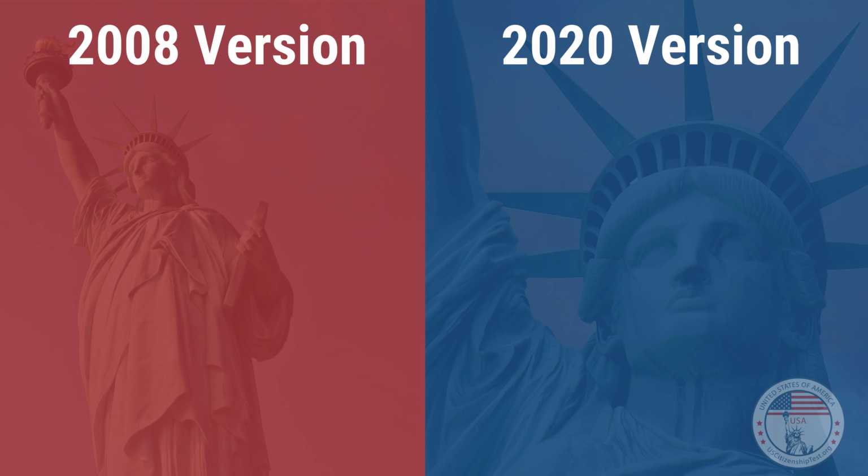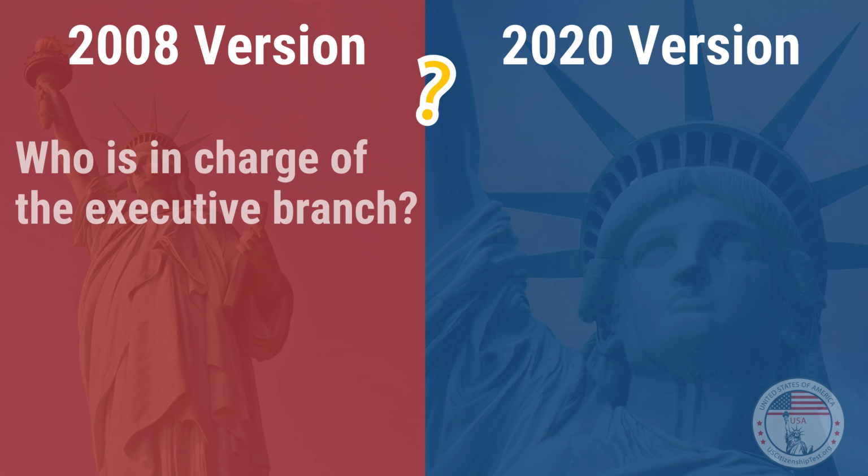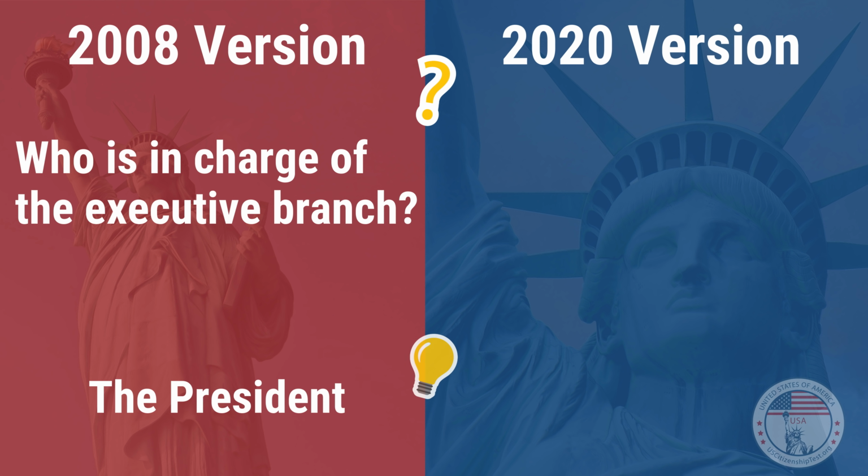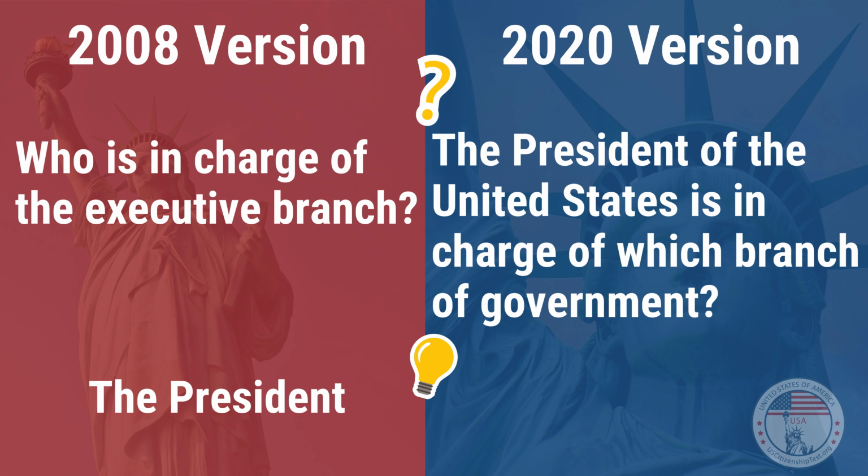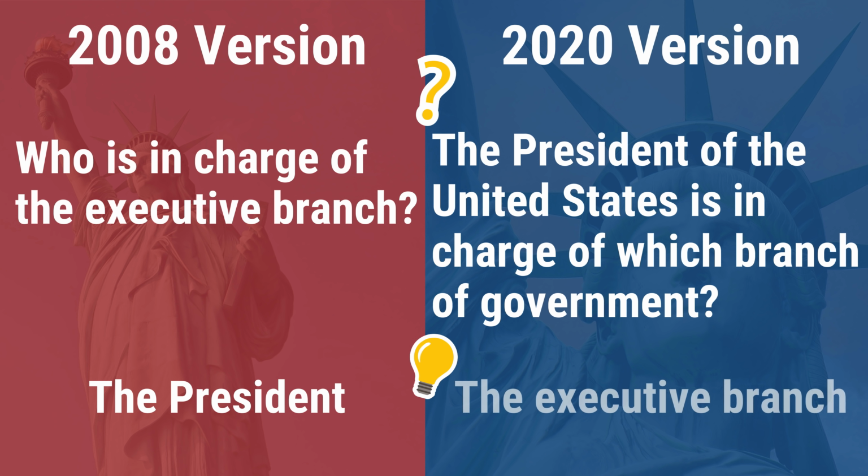Another example in the 2008 version is, it asks, who is in charge of the executive branch? The answer is the president. However, in the 2020 version, it reverses the question and the answer. Instead, it asks, the President of the United States is in charge of which branch of government? And the answer is the executive branch.